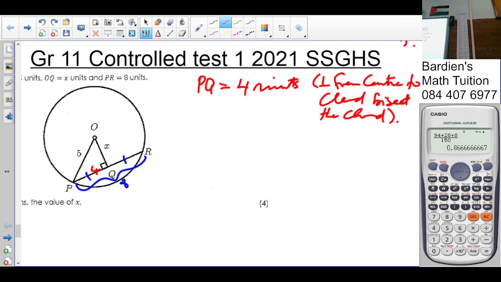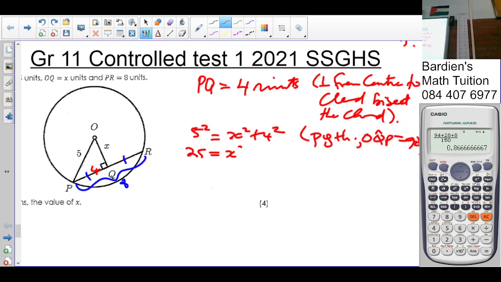Now we can use the theorem of Pythagoras, which states 5 squared is equal to x squared plus 4 squared. And your reason here is the Pythagorean theorem with angle OQP equals 90 degrees. Okay, so that's going to give you 25 is equal to x squared plus 4 squared. So x squared is equal to 25 minus 16, which is 9. The square root thereof is 3. So x is equal to 3.